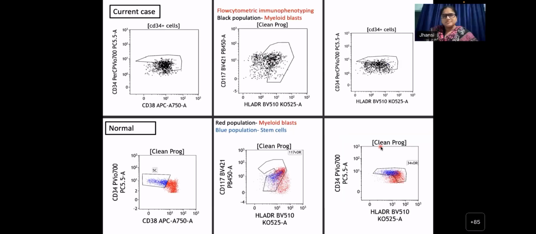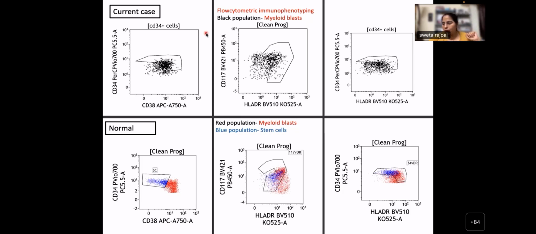Okay. Now we will look at the myeloid blast in this case versus a normal case. So first, let me explain in this CD34 versus CD38 plot. We see this red is normal myeloid blast. This blue portion is the normal stem cell compartment. So how are they? They are CD34 brighter and CD38 dimmer cells. Okay, so the lower panel is for normal, the upper panel is for our current case.